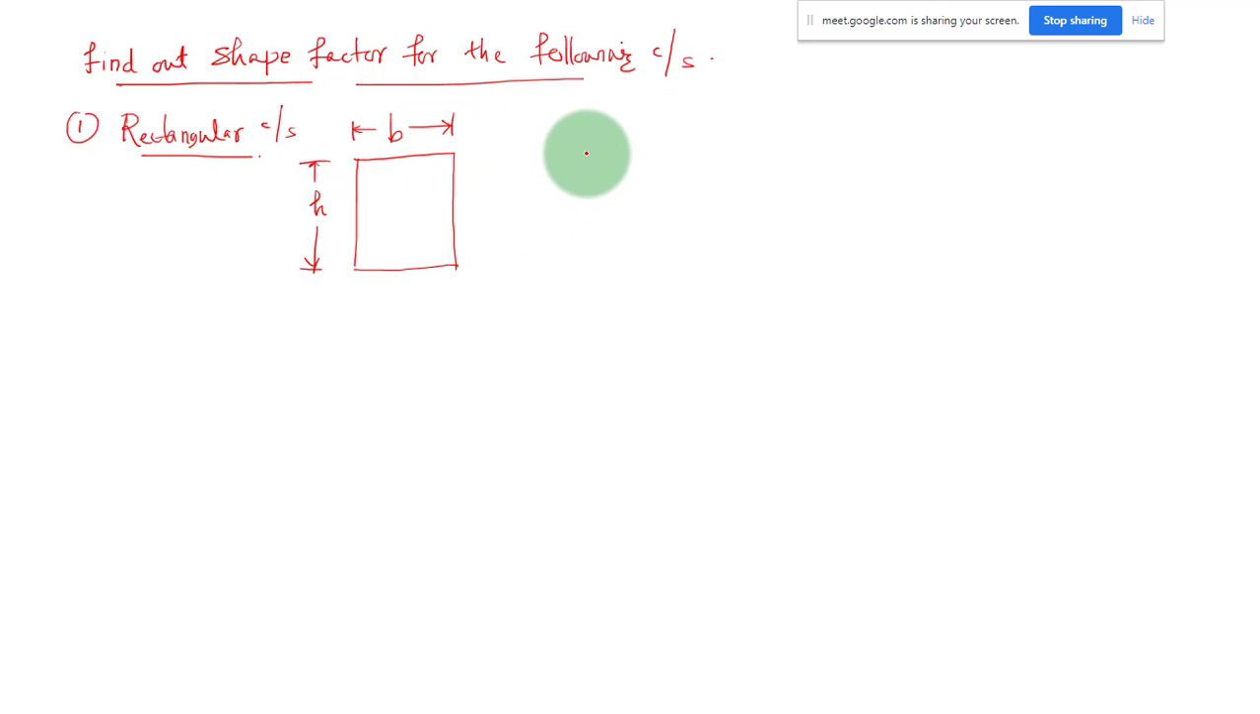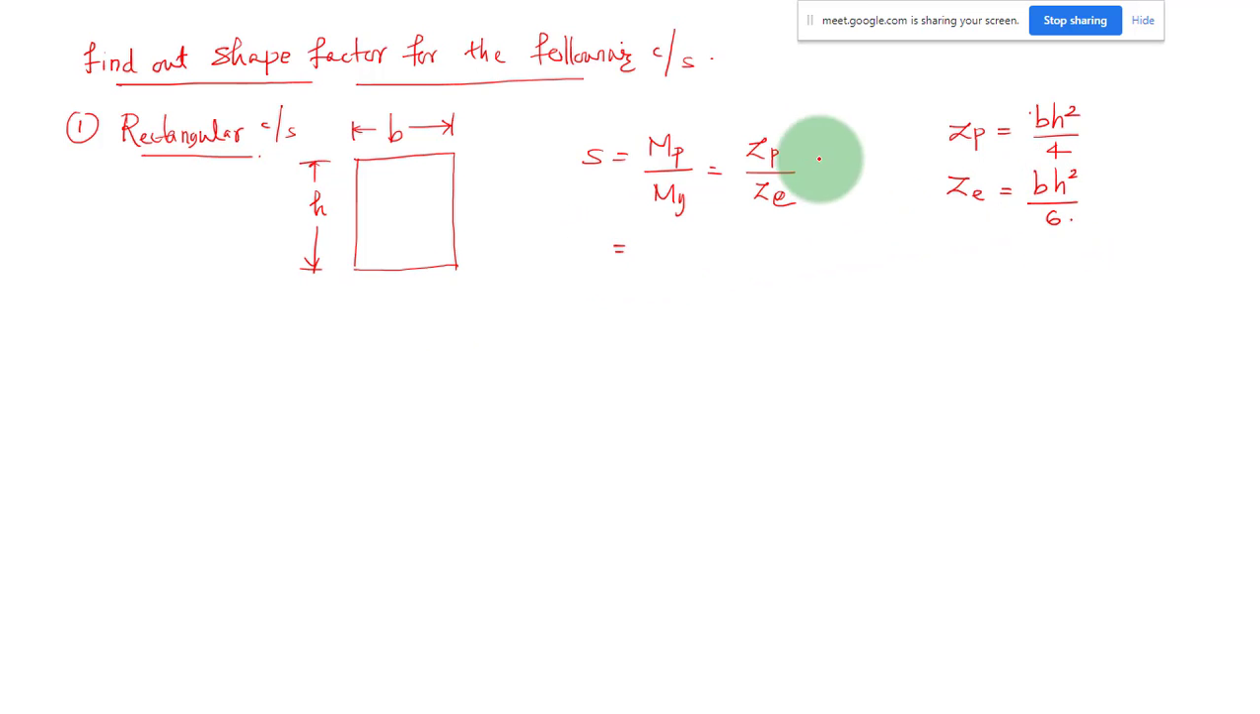And what is your shape factor? That is Mp by My, which is equal to Zp by Zy. What is the equation for Zp? We have already derived the final expression. What is the final expression for the plastic section modulus of the rectangular section? BH square by 4. The elastic section modulus is BH square by 6. So you can find the ratio.